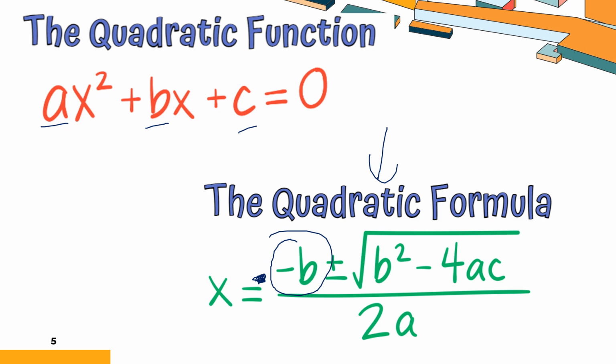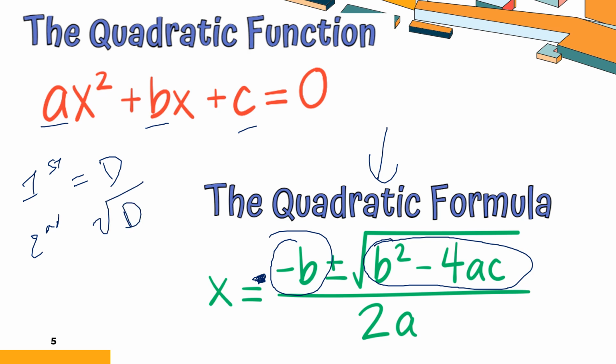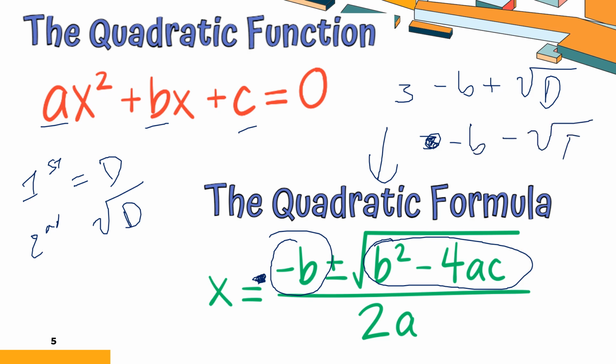So how this formula works is first you're going to find your discriminant, which we're going to call d. Second, you're going to take the square root of d. Third, you're going to take your negative b and add it to the square root of d. And then next, you're going to take this negative b and subtract the square root of d. I know the symbols here make it look complicated. It's really not. We're going to take it step by step.